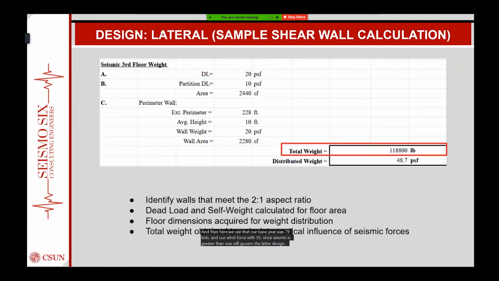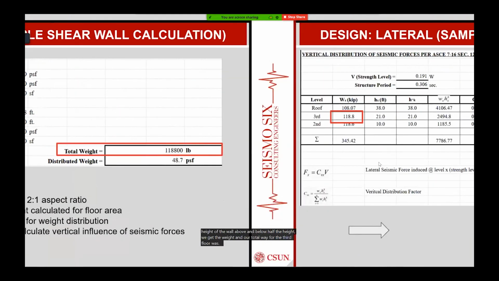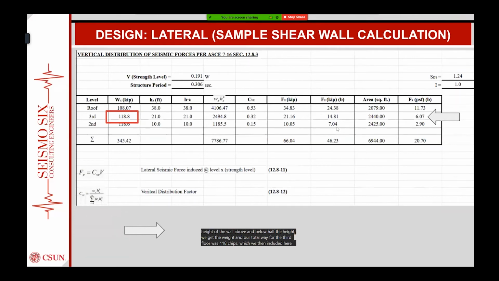So here, to strengthen the building laterally, we have to include shear walls. And to get shear walls, we look at our plans and then we find the walls that are 2-to-1 aspect ratio, which is width and height. And then using the partition of the floor, that is the height of the wall above and below half the height, we get the weight, and our total weight for the third floor was 118 kips, which we then included here for the third floor to get 6.07 kips, which is the seismic force of the individual shear walls.